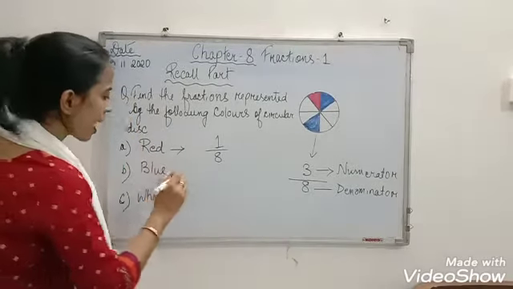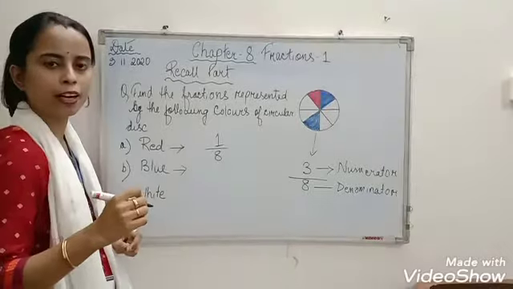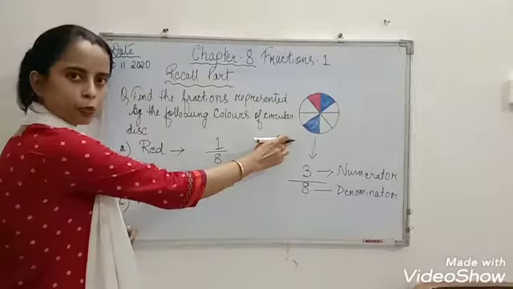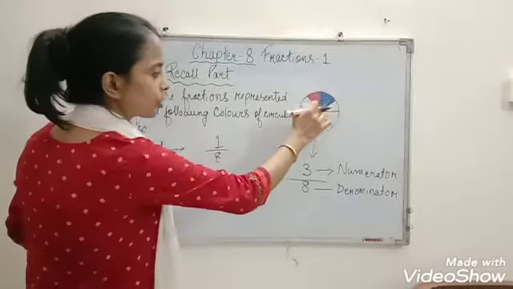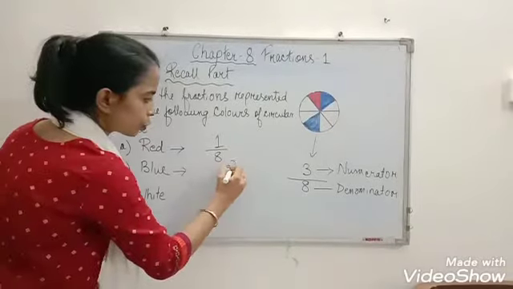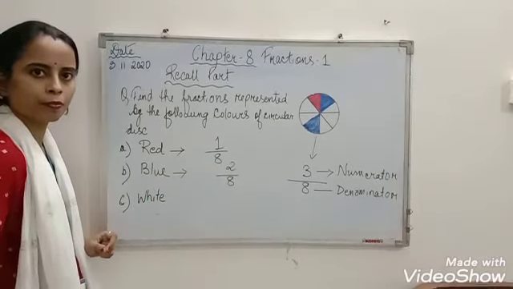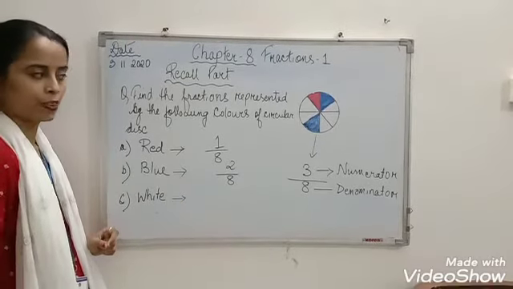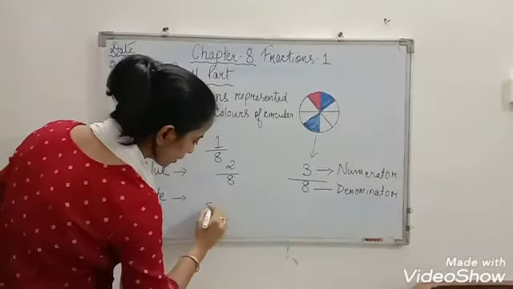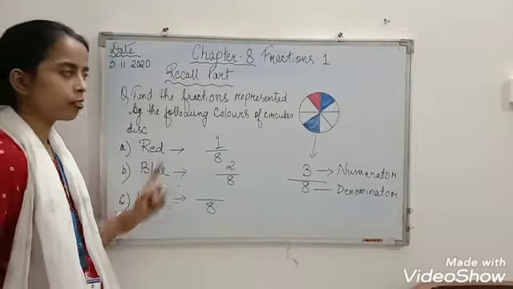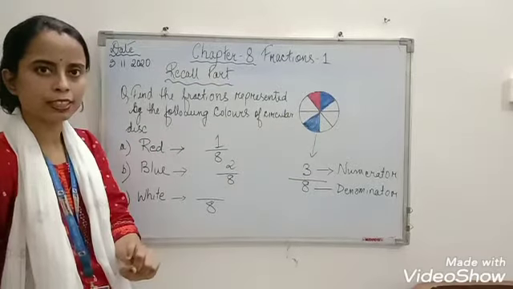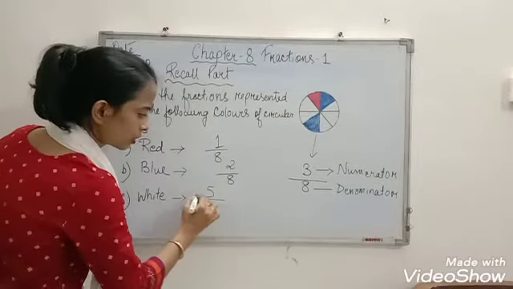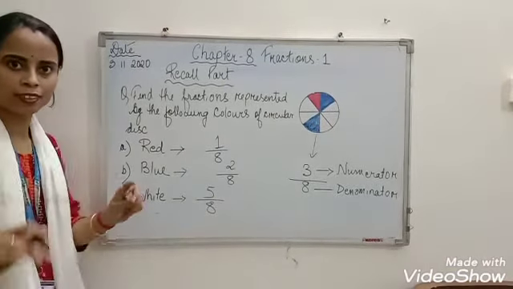Got it? Next, we have to find out the blue color. Again, I told you the denominator is the same. Out of 8 equal parts, how many parts are shaded with blue color? 2 by 8. Now, next come to white. Out of 8 equal parts, how many are shaded with white? 1, 2, 3, 4, 5. 5 by 8. Got it?